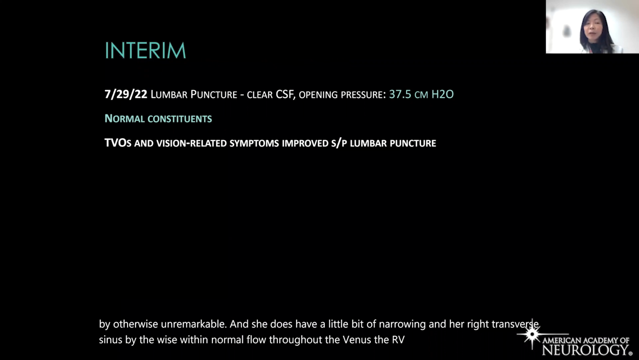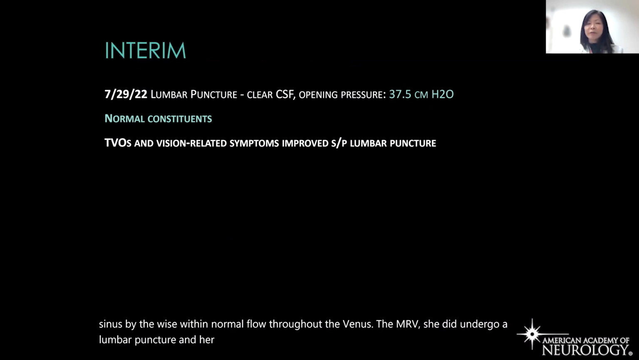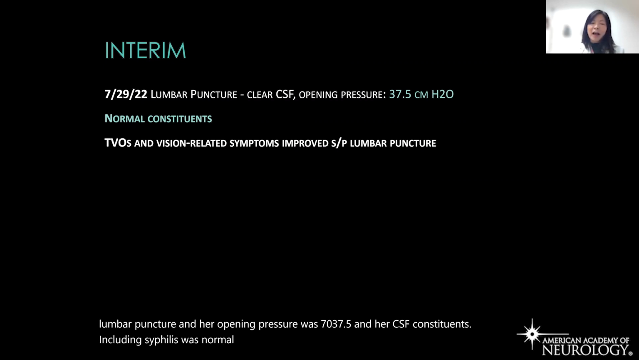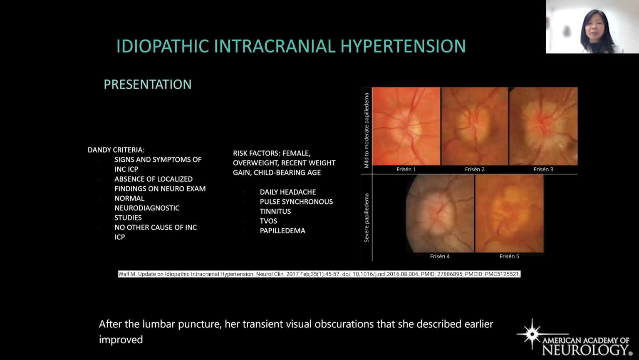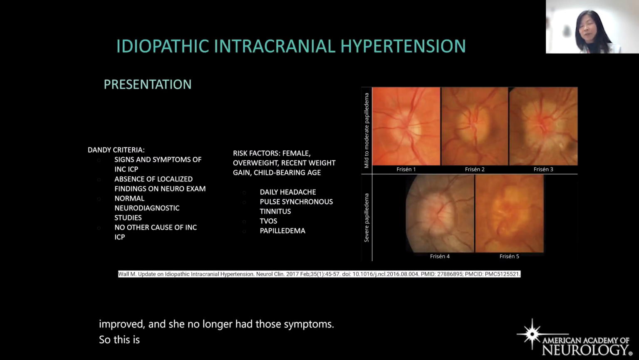She did undergo a lumbar puncture, and her opening pressure was 37.5, and her CSF constituents, including syphilis, were normal. After the lumbar puncture, the transient visual obscurations that she described earlier improved, and she no longer had those symptoms. So this is idiopathic intracranial hypertension.